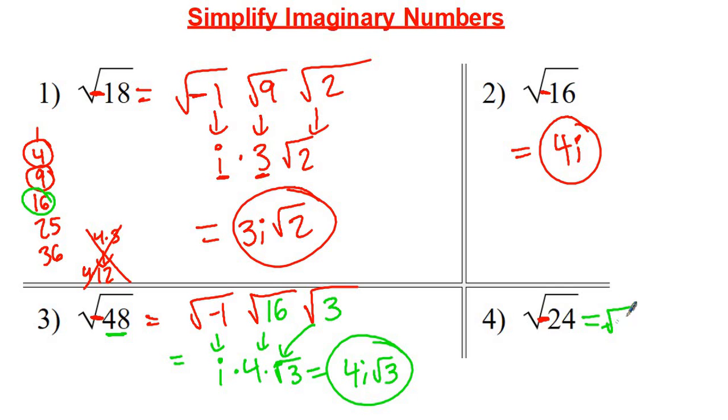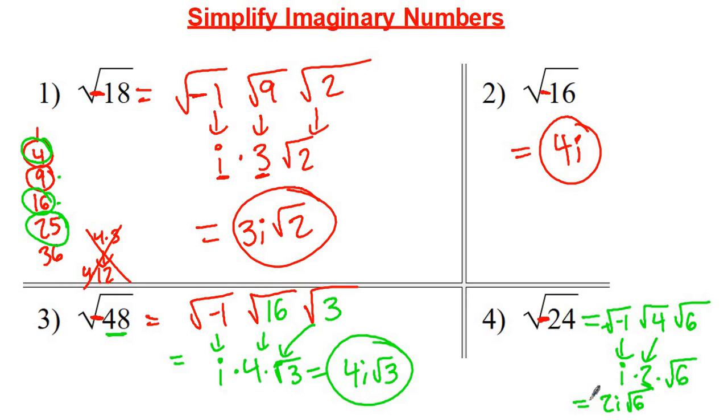Okay, -24 is the same as -1 times 24. And what perfect square goes into 24? Well, let's start at the highest number. 25 is obviously too big. 16 doesn't work. 9 doesn't work. 4 goes into it though. 24 is 4 times 6. So that equals i. Square root of 4 equals 2. Square root of 6 stays the same, so our final answer is 2i times square root 6.